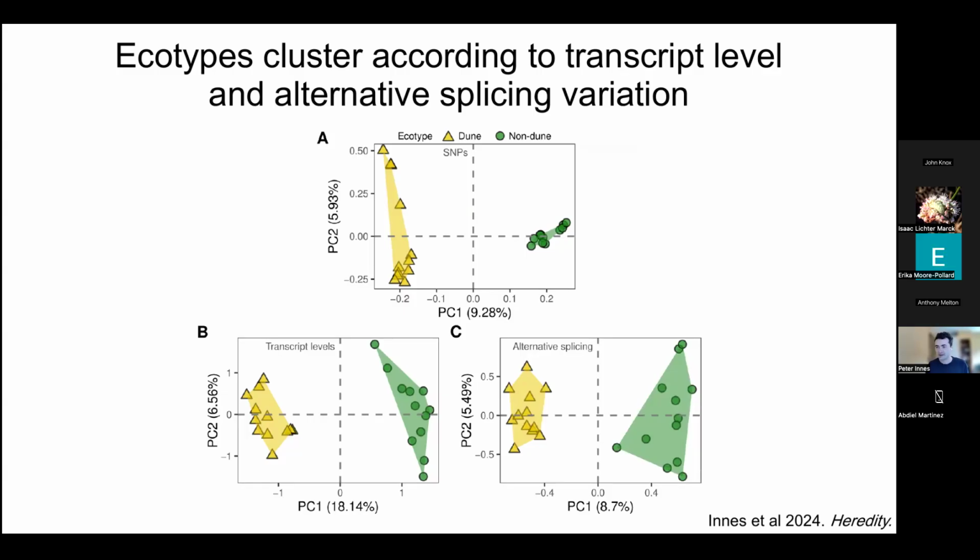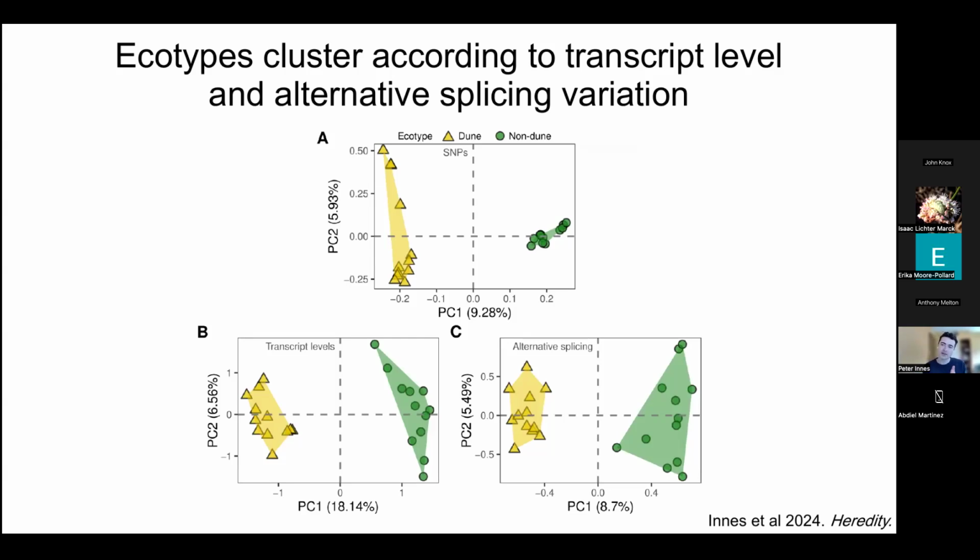And together, this suggests that these regulatory mechanisms of transcription and alternative splicing could either be directly or indirectly under selection and could be contributing to adaptation and divergence of the sand dune sunflowers.